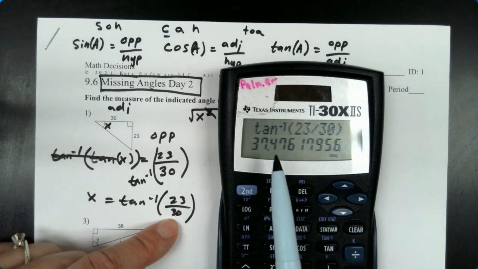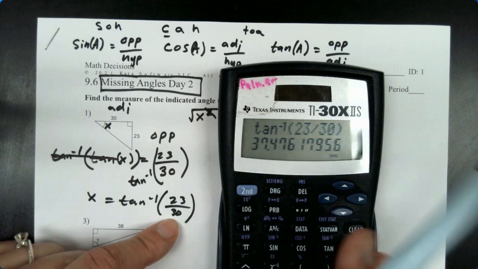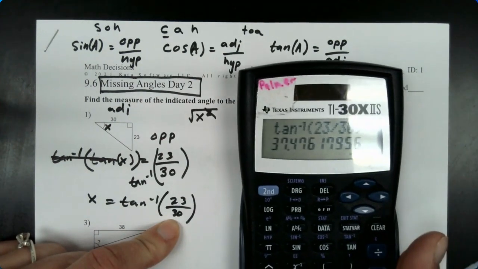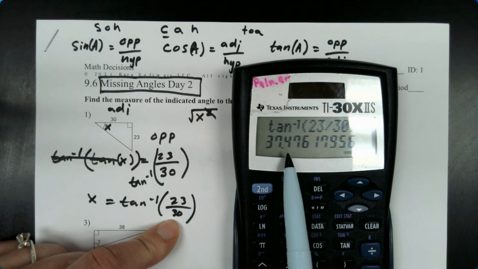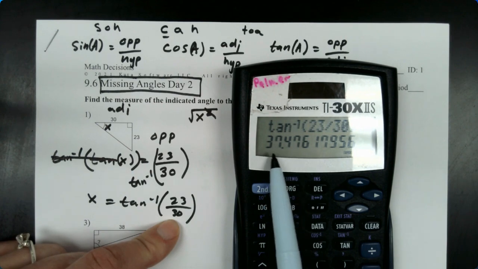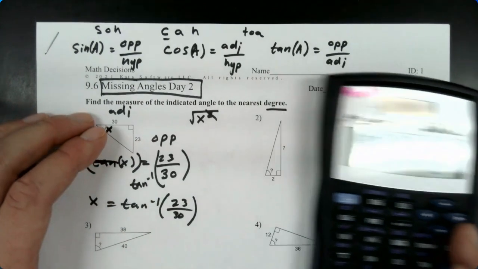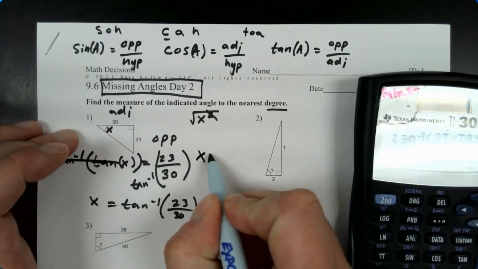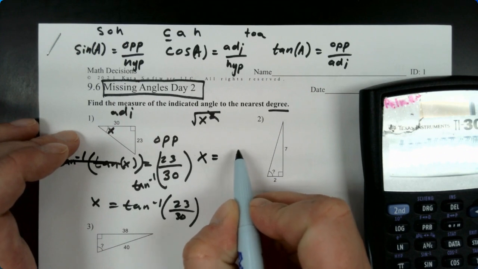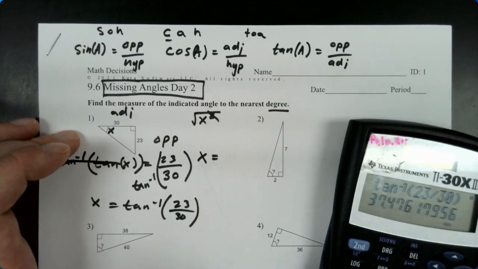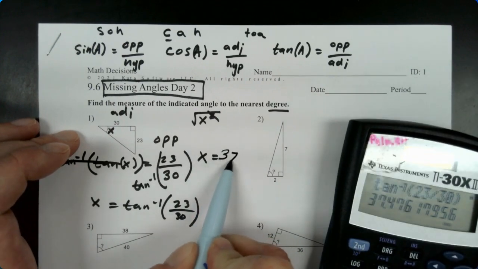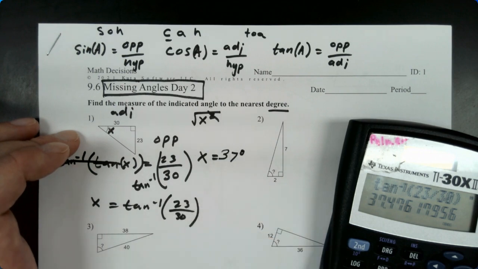So I'm finding the degree, so I need to label that. And it tells me nearest degree. So I'm going to go to the first decimal place. The first decimal place is less than 5. So I'm just going to round down to 37. So our angle X is 37, and then I put my degree symbol.